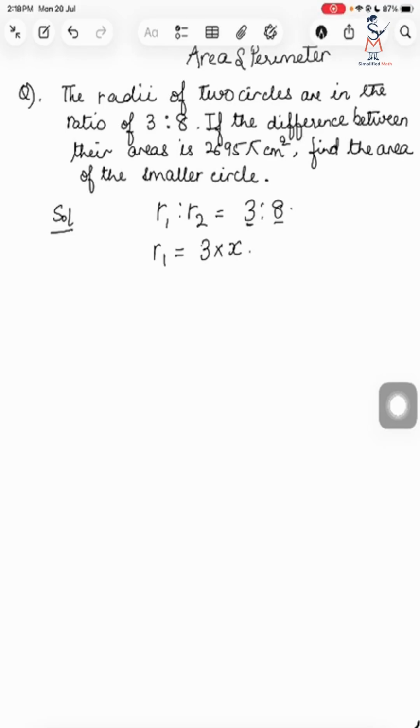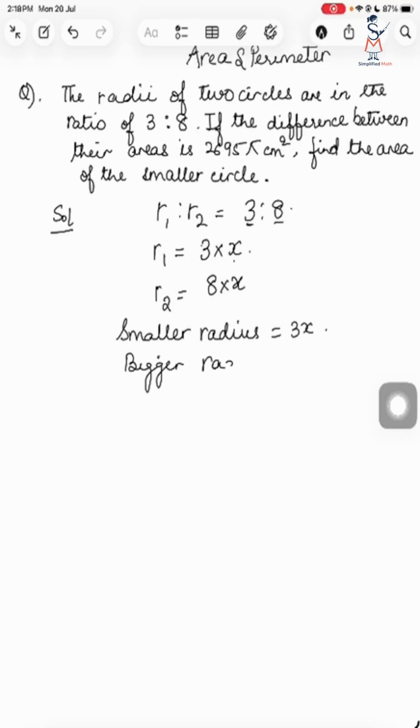So the first term is multiplied by x, we get 3x, that is radius 1, and the second term is 8 multiplied by x, that is 8x. So now, as 3 is smaller, the smaller radius is 3x and the bigger radius is 8x. These are the real radii now because we have multiplied the terms of the ratio with a constant.